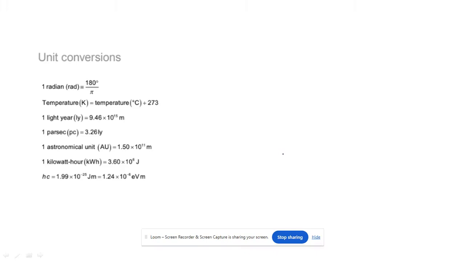Alrighty. Here's some unit conversions. So this is the relationship between radians and degrees. This is kelvins to Celsius, right? So remember that Celsius is just arbitrary, right? It's how many degrees above the freezing point of water at one atmosphere, or something like that, right?